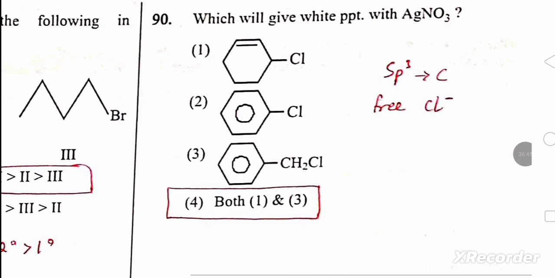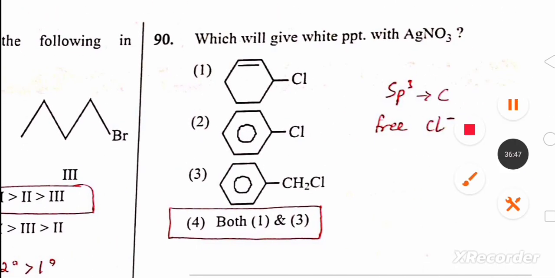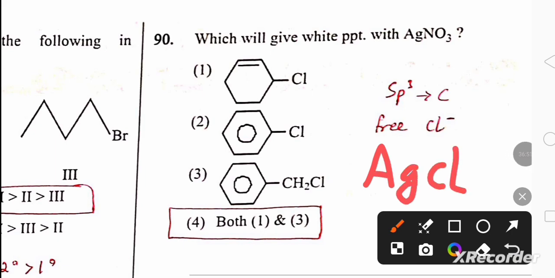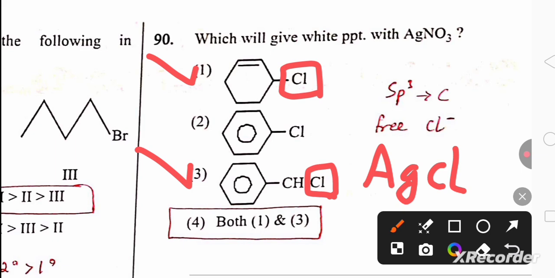Last question: which will give white precipitate with AgNO3? To form white precipitate, it should be forming AgCl. So wherever we can find the chlorine attached to sp3 hybridized carbon atom, meaning single bonded carbon atom, that is in option 1 and option 3. So there we can get free chloride ion to react with silver to form white precipitate of AgCl. So both 1 and 3 are the right answer for this question.